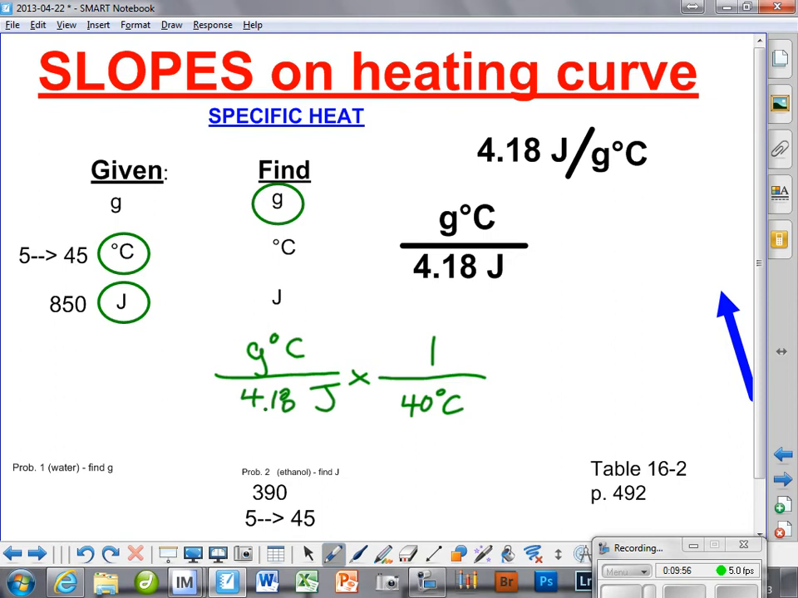Okay? And what's our next fraction going to look like? 850 on the bottom. Is that going to cancel the joules? No, on the top. Okay, 850 has to be on the top because that's joules. That's the given joules. It's not this joules. This is the joules that's part of the specific heat. This is the joules that we were given. Okay, what's on the bottom? Yeah, you got it. All right.